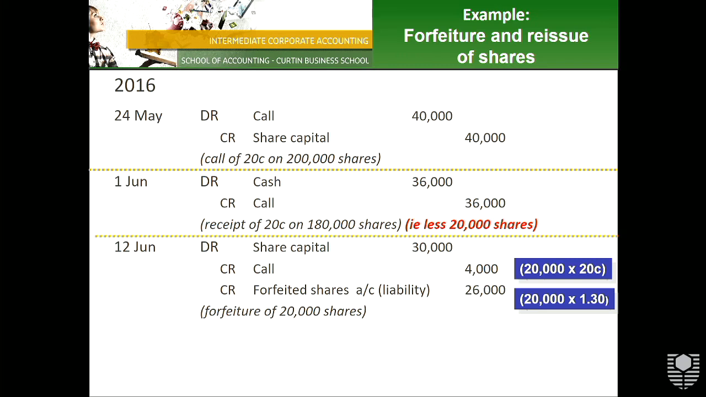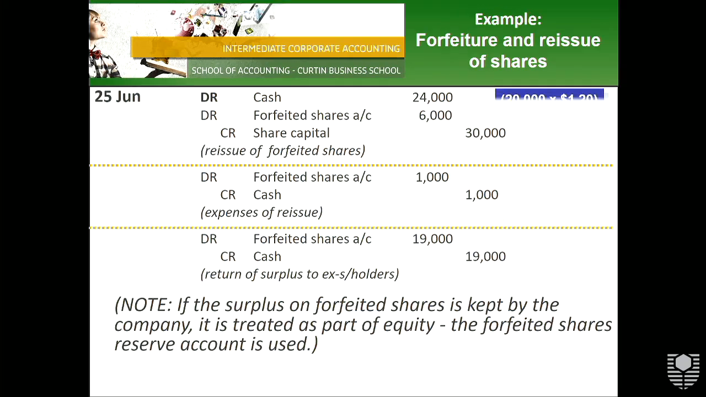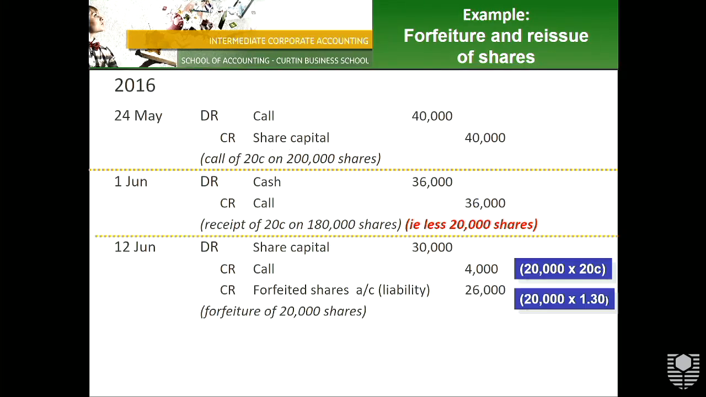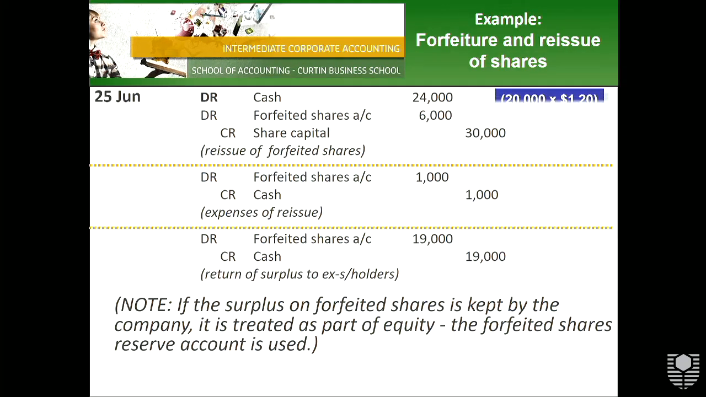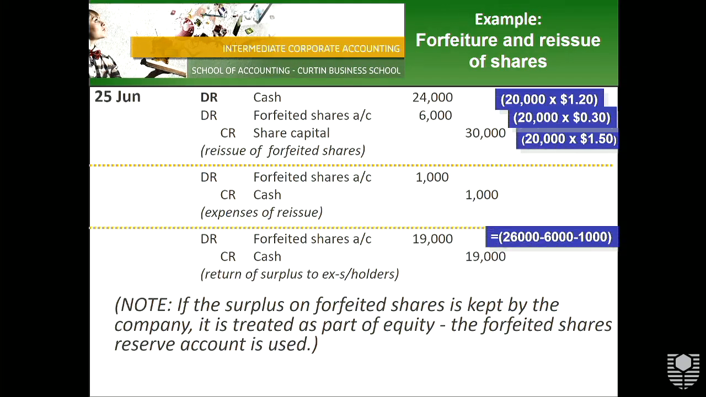Anyway, next entry there on the 12th of June, we forfeit those shares, the share capital there of 30,000. We need to account for 20,000 shares at 20 cents, so 4,000 that we haven't received. Our forfeited shares account there is 26,000, which is 20,000 times $1.30. Our next entry there on the 25th of June, we're going to reissue those shares at $1.20.